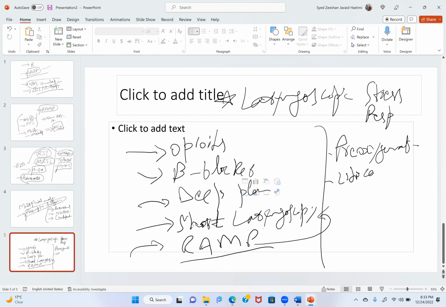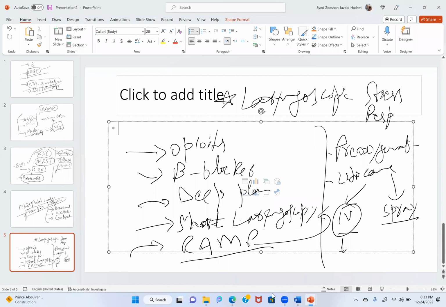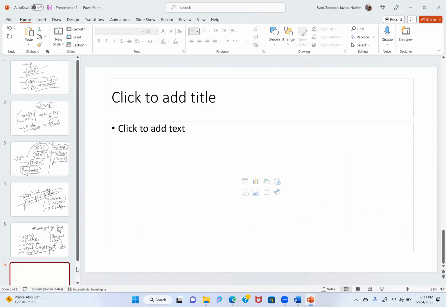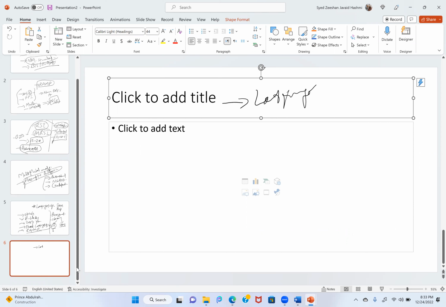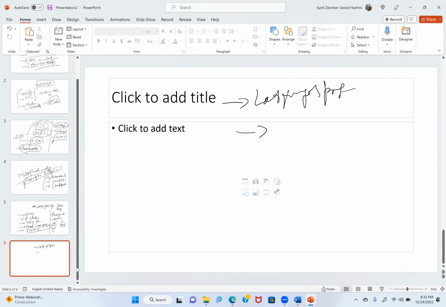Lidocaine, either IV or spray. Which is better? IV. Why? Why is IV more important? Sir, topical or local anesthetic can also irritate the airway. Very good. So there will be chances of laryngospasm. This is one thing. Very good. What else? There is one more point.